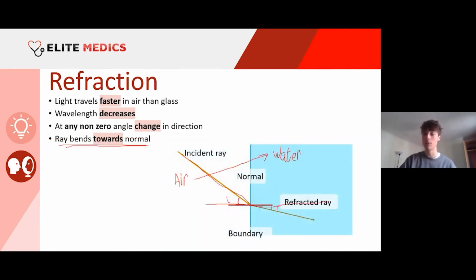Now, in this case, we go from air to water. Initially we have a high speed and we go into a medium with a lower speed. So in this case, speed decreases, which is why the angle will decrease. The angle of incidence is bigger than the refracted angle.